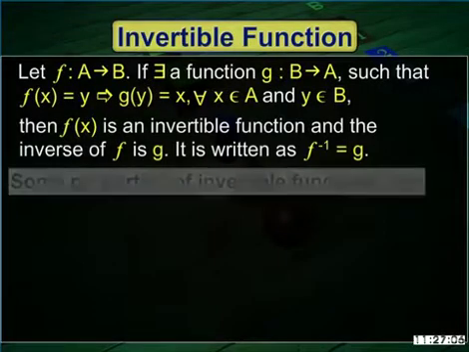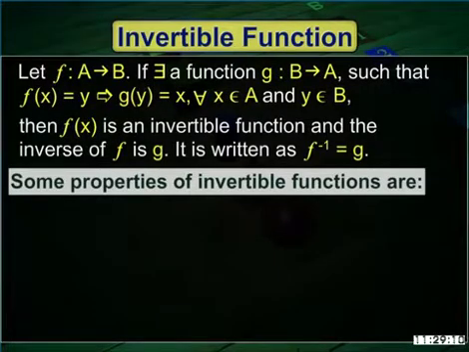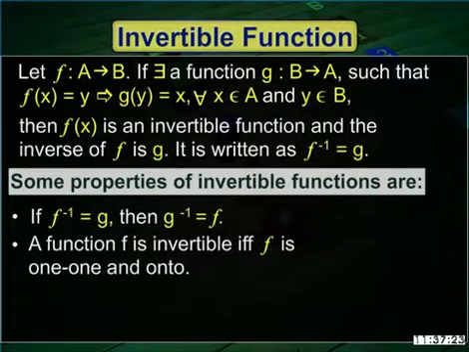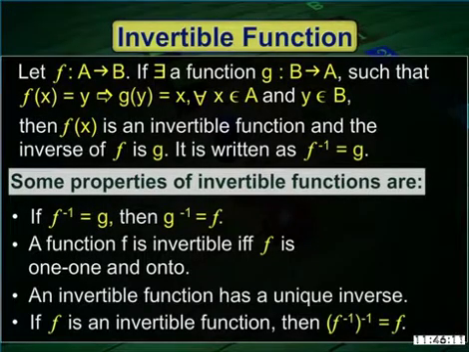Some properties of invertible functions are: f and g are said to be inverses of each other. Clearly, a function is invertible if and only if it is 1:1 and onto. Again, it can be shown that an invertible function has a unique inverse. As the name suggests, the inverse of function f inverse is function f itself.